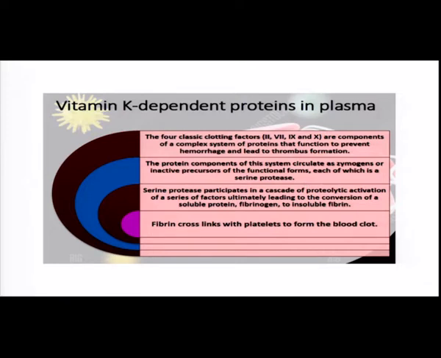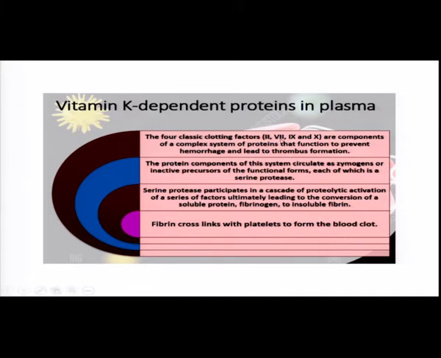As I've told you, you have to remember the keyword, serine protease. Zymogens are inactive precursors, each of which is a serine protease. So you get the keyword when it's a protease. And what is a serine protease? In the active site you have the amino acid serine, which has a hydroxyl group. So hydroxyl derivatives, aliphatic derivatives, are there in the active site, and they play an efficient role in the mechanism. Fibrin cross-links with platelets to form the blood clot. So you see how it's all linked with each other.